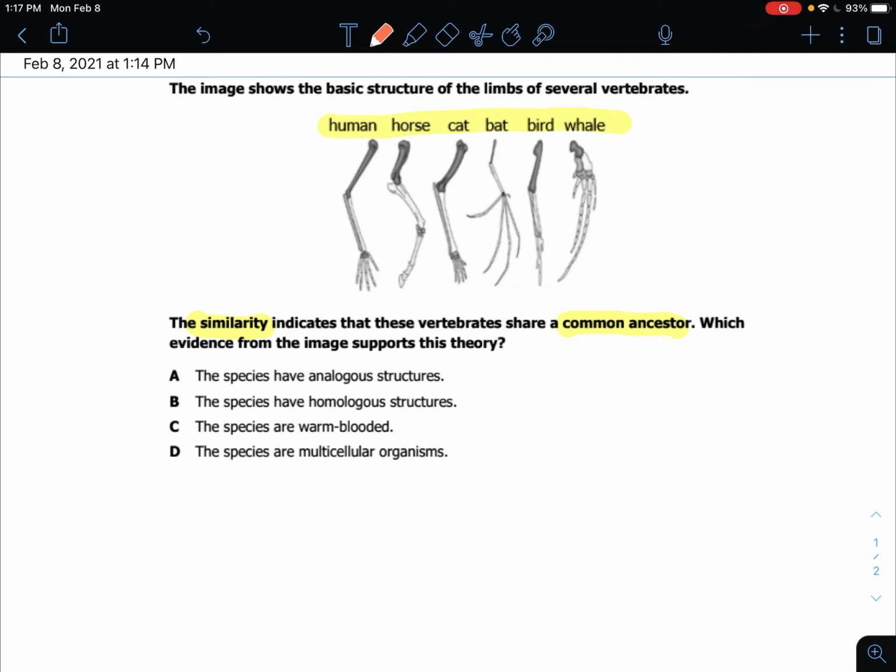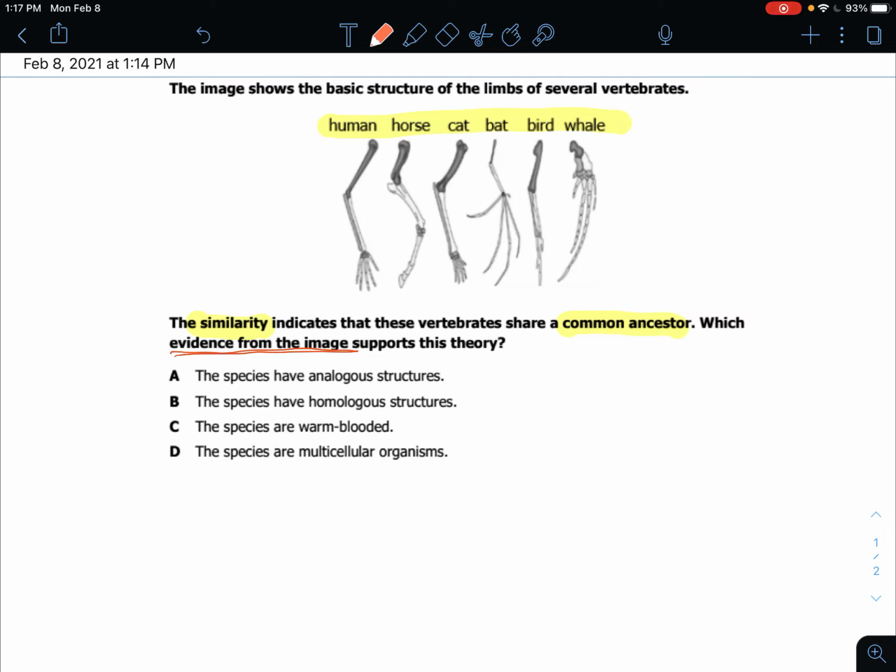Okay, and then we have 4 choices here. Now, one key thing I want to point out right away is it says which evidence from the image. So if the answer choice has nothing to do with what is pictured, or the answer choice contains something that is not in the picture, that's not going to be it, because the question asks for evidence from the image, okay? So you want to keep your eye on this pretty little picture up here.